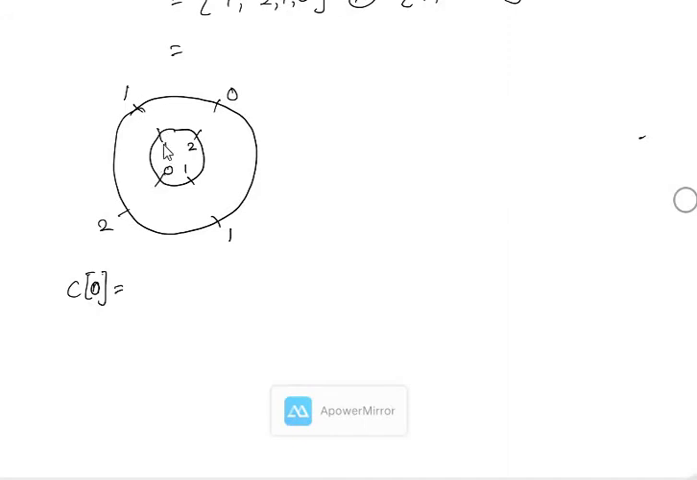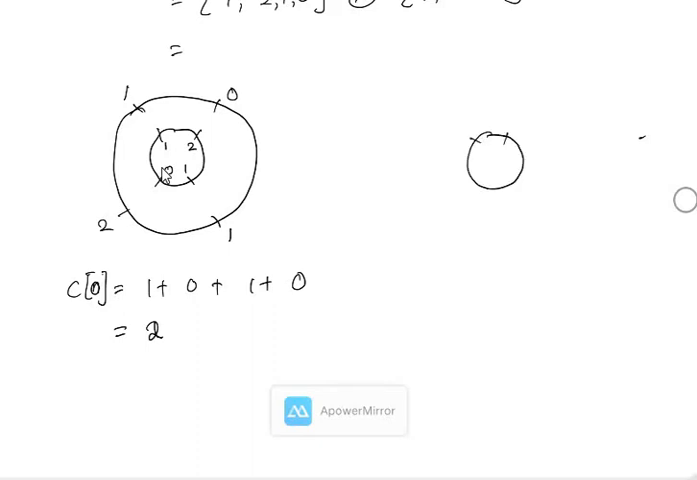1 times 1, you get 1, plus 2 times 0, you get 0, plus 1 times 1, you also get 1, plus 2 times 0, you get 0. So this is 1 plus 1, so it's equal to 2.